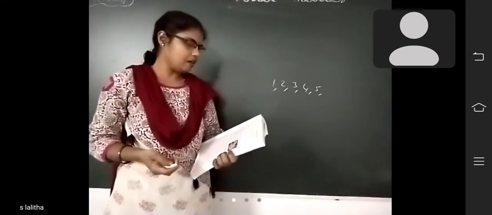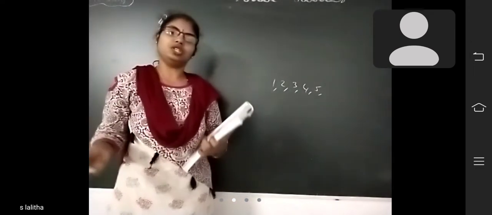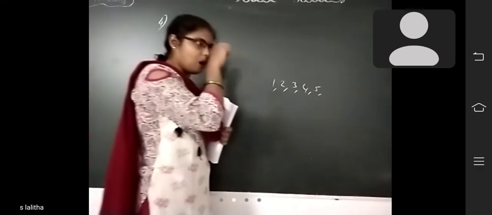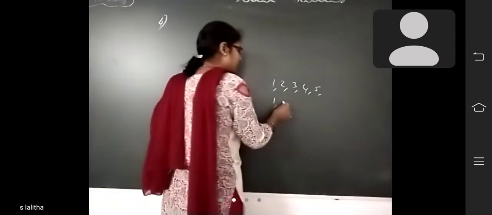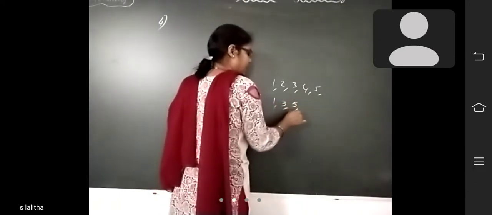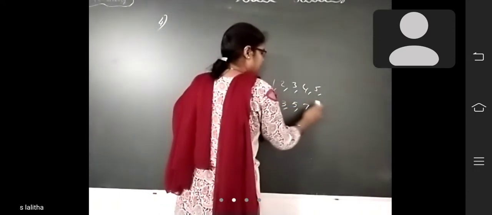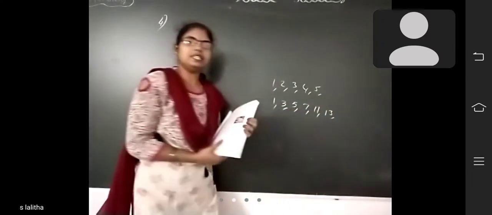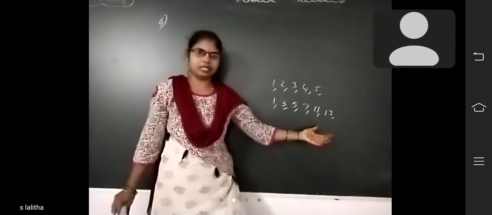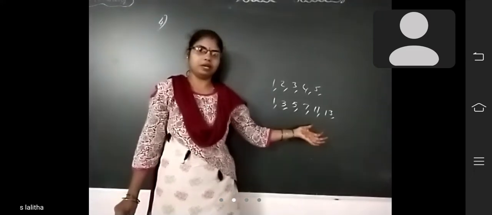But here what is given? Sum of two consecutive odd numbers. That means odd numbers. So the first number is 1. The next consecutive odd number is 3, 5, 7, 9, 11, 13, like that. These are all consecutive odd numbers. Okay. So how to write the equation?